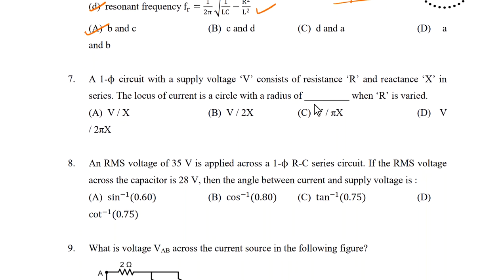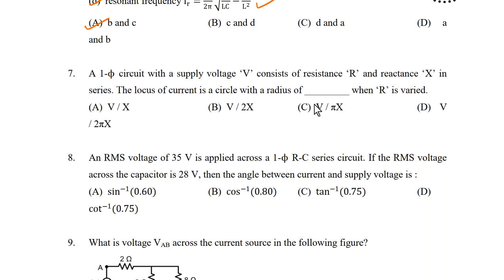Right. Next question here. A single phase circuit with a supply voltage V consists of resistance R and reactance X in series. The locus of the current is a circle with a radius of dash when R is varied. So it is V by 2X here. So the answer is B for this question here.